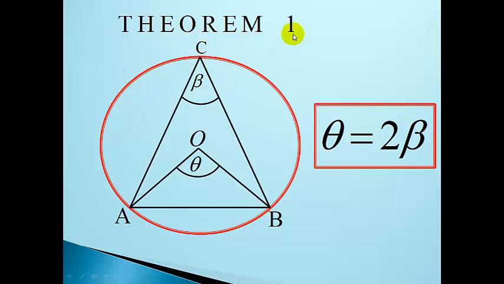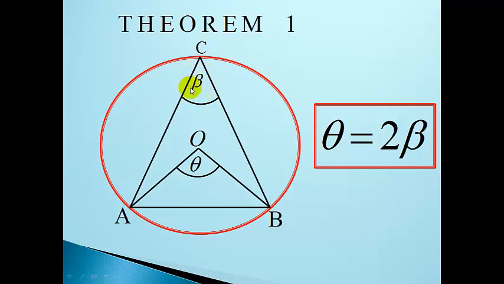Now, from theorem 1, theta is equal to 2 beta. That is, the angle that the chord AB subtends at the center of the circle is equal to 2 times the angle that the chord AB subtends at the circumference. And so theta is equal to 2 beta.